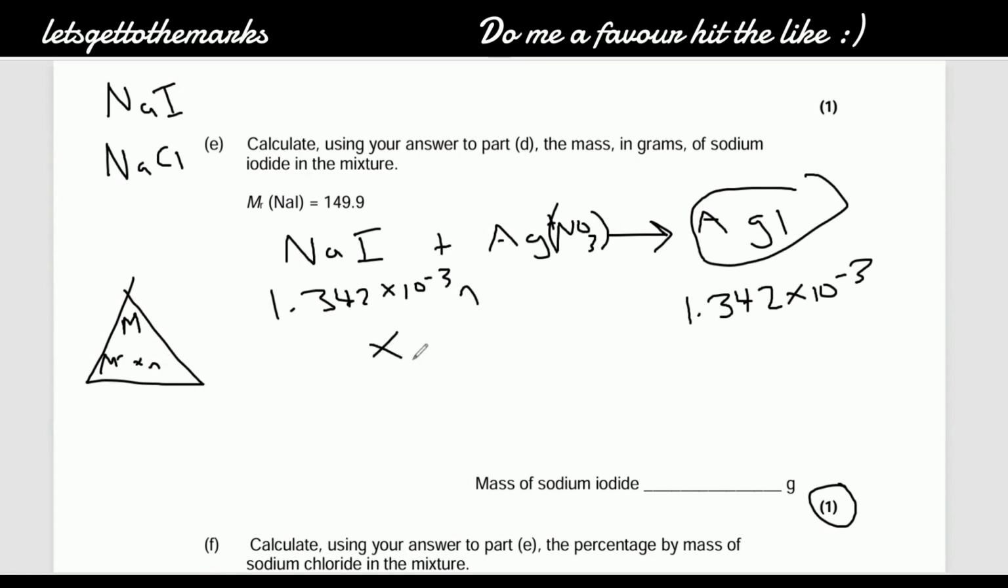So I want to do that times 149.9, and that gives me, rounding, 0.201 grams of sodium iodide in the mixture. It would have been an easy mistake to make, where you got yourself mixed up. But they're basically asking how much sodium iodide was in the original mixture, given we worked out the silver iodide. All right, we've worked that out. Let's move on.